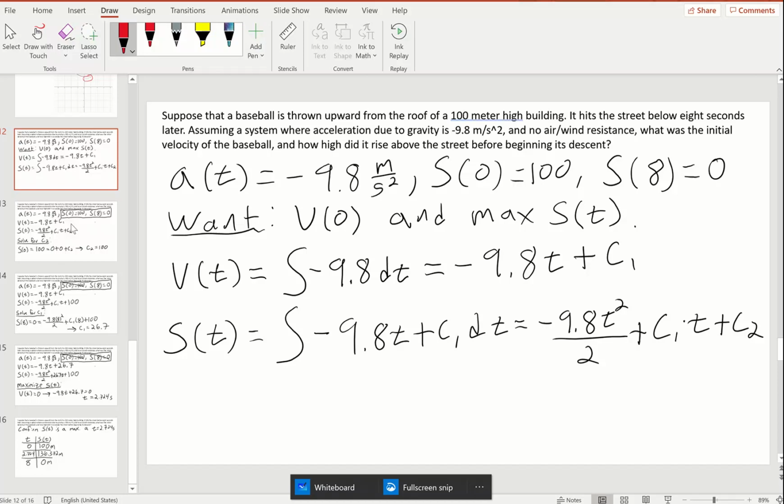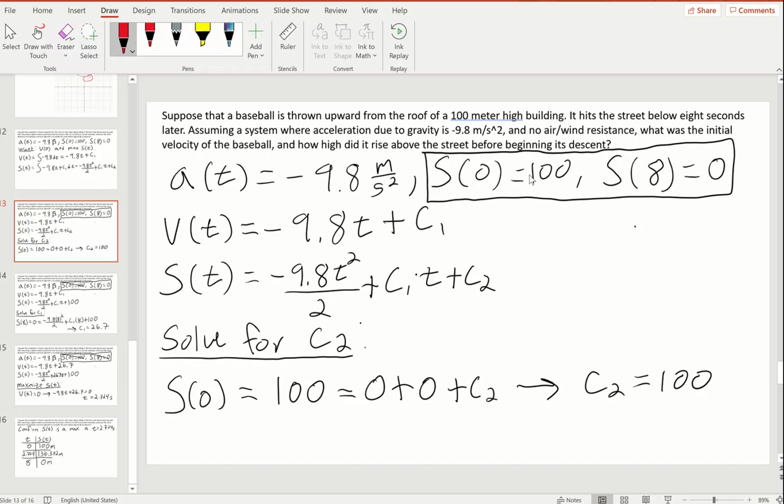So moving forward, now that we have our general solutions, now is the time that we're going to go ahead and apply our particular solutions. So we'll use the particular information. My initial condition is that S of 0 equals 100 and S of 8 equals 0. You can see that if I take my general position equation and plug in 0, I'm going to end up canceling out two of the terms, this term and this term. So that will help me easily solve for C2. So I use that initial condition, and I solve for C2, and that tells me that C2 is 100.